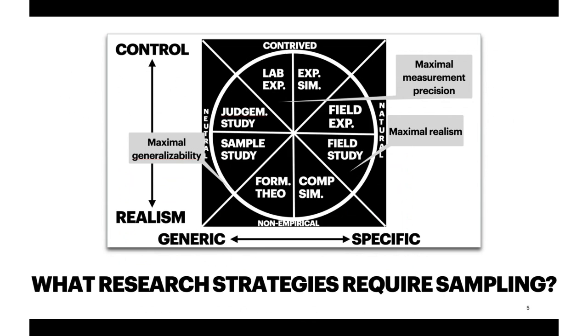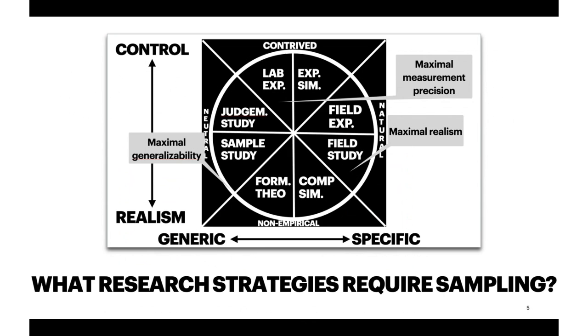If you are conducting a judgment study, you might recall that we need to look for experts. So, of course, separating those experts from a broader population is already sampling, and so on. In fact, even for a formal theory, we need to select the literature to derive the theory from, which can be seen as a form of sampling.